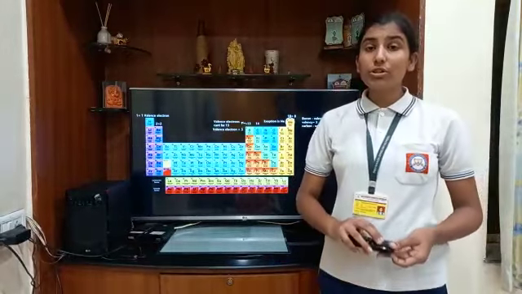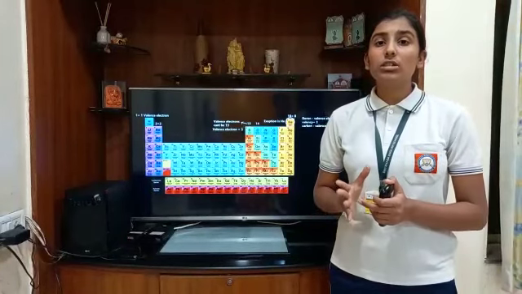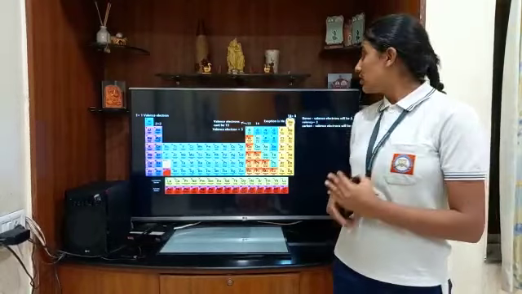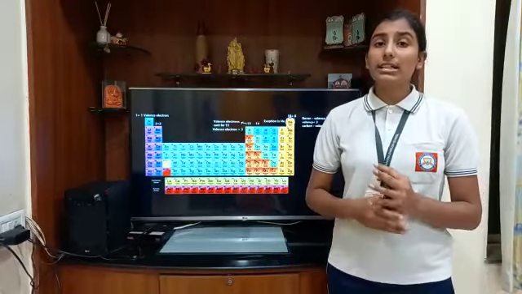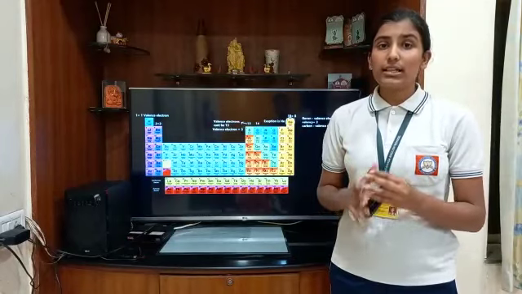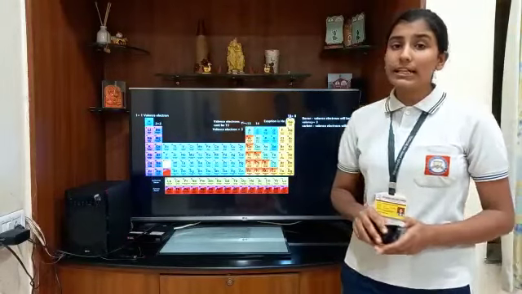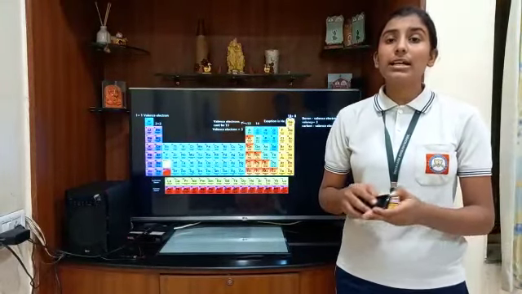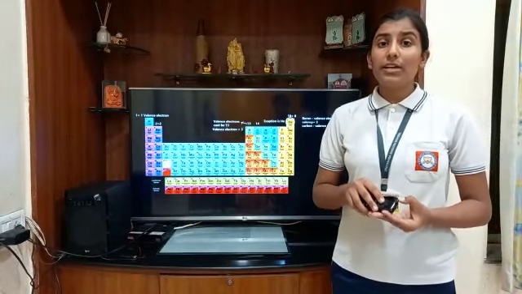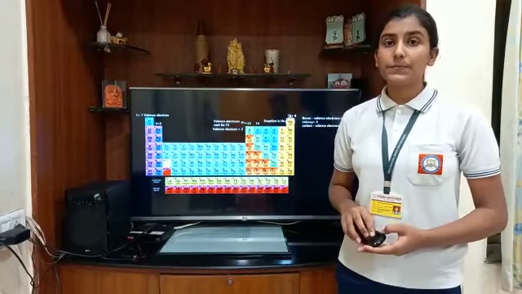But we should mention here that the group number is not equal to the number of electrons in the outermost shell, that is valence electrons. Like in group number 13, there can't be 13 electrons in its outermost shell. Instead, it has 3 valence electrons. In group number 18, all the elements except helium will have 8 valence electrons, but helium will have 2 valence electrons in its duplet state.